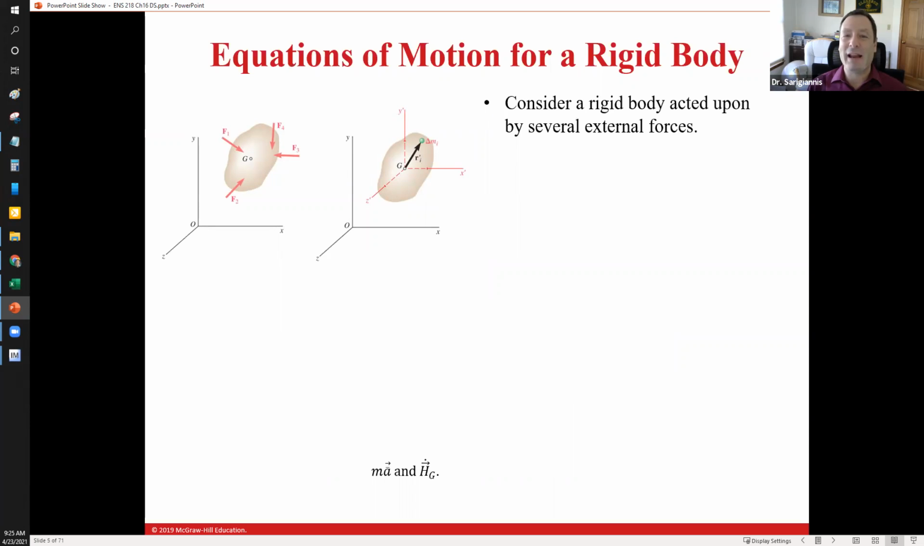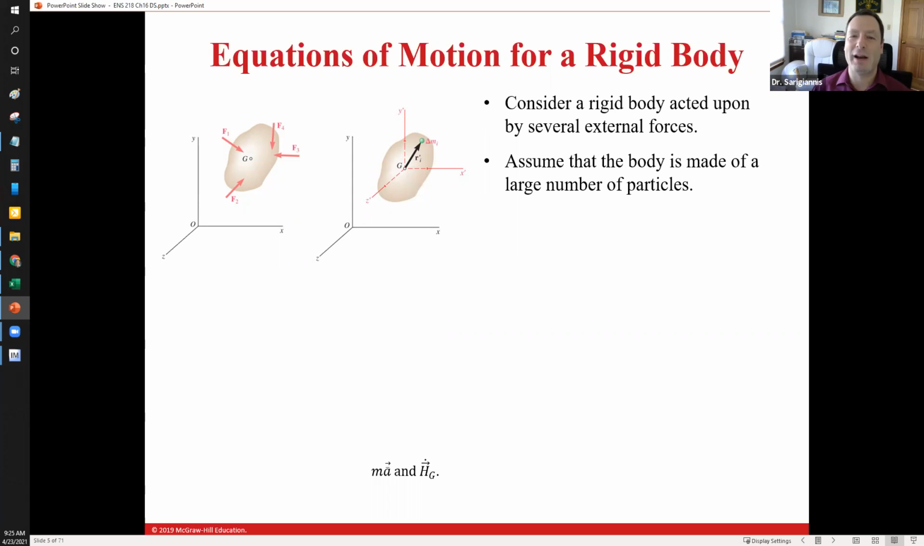All right, a rigid body acted on by several forces, right? This is what it looks like. Notice the center of gravity of this body, and it's acted on by these forces. We're using the center of gravity as a reference point, basically an origin point on that body. And the assumption here is that it's just made up of a large number of particles, right?